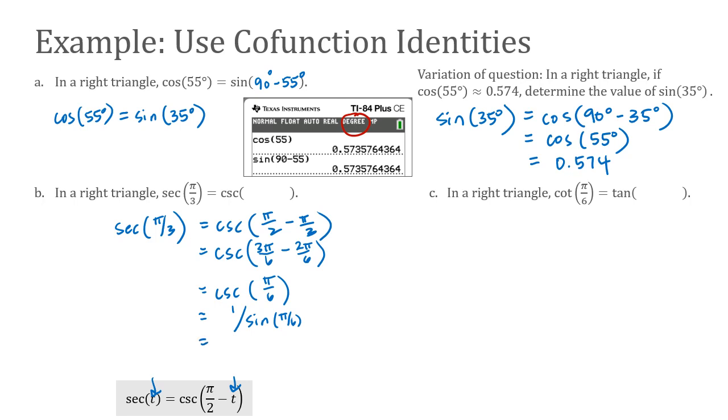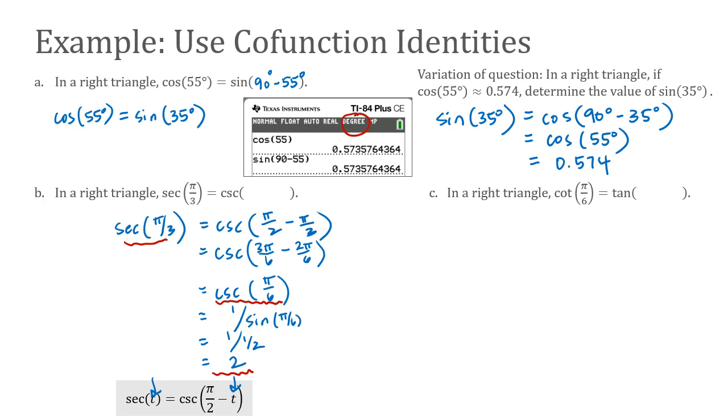And let's see, what is the sine of pi over 6? Do you have it memorized yet? I think it's 1/2. And 1 divided by 1/2 is 2. So the secant of pi over 3 is equal to the cosecant of pi over 6, and both of those are equal to 2.